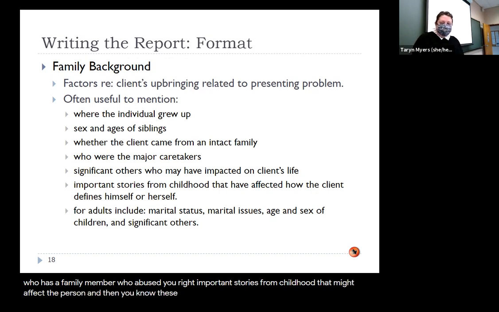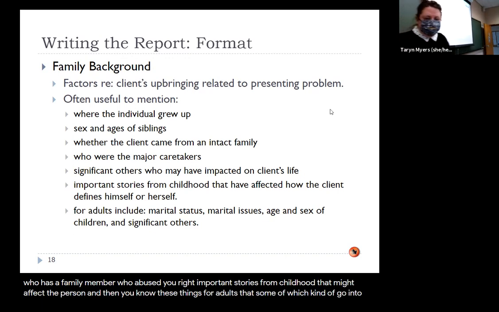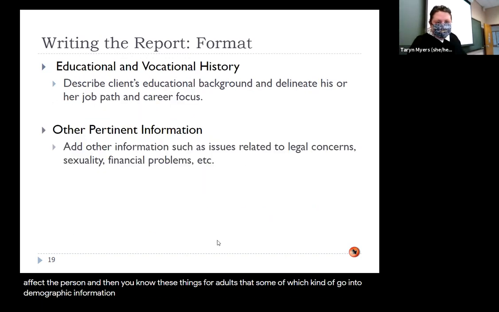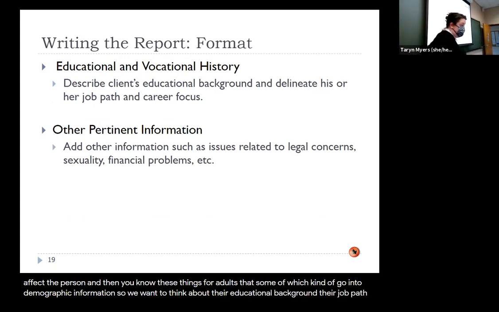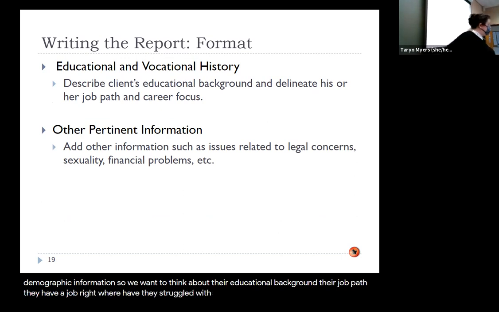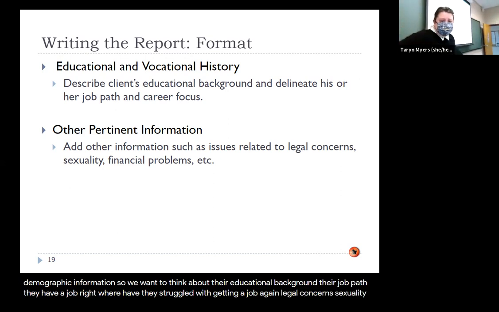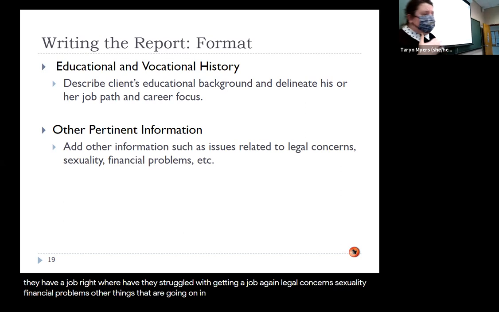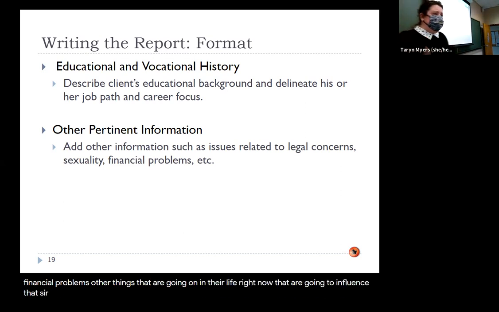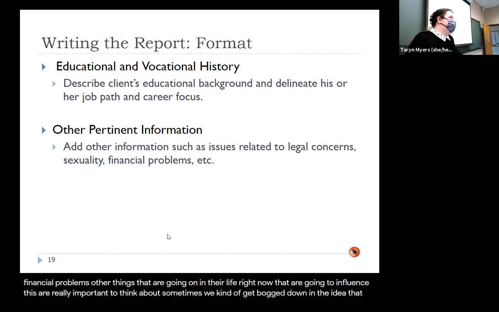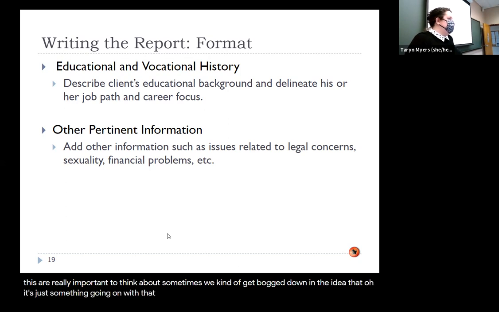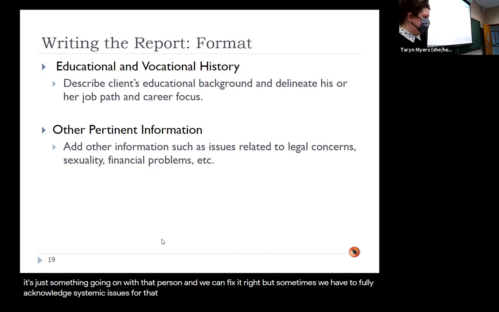And then, these things for adults, some of which kind of go into demographic information. So we want to think about their educational background, their job path, if they have a job, right? Where have they struggled with getting a job? Again, legal concerns, sexuality, financial problems, other things that are going on in their life right now that are going to influence this are really important to think about. Sometimes we kind of get bogged down in the idea that it's just something going on with that person and we can fix it, right? But sometimes we have to fully acknowledge systemic issues for that person, right, and work within those.